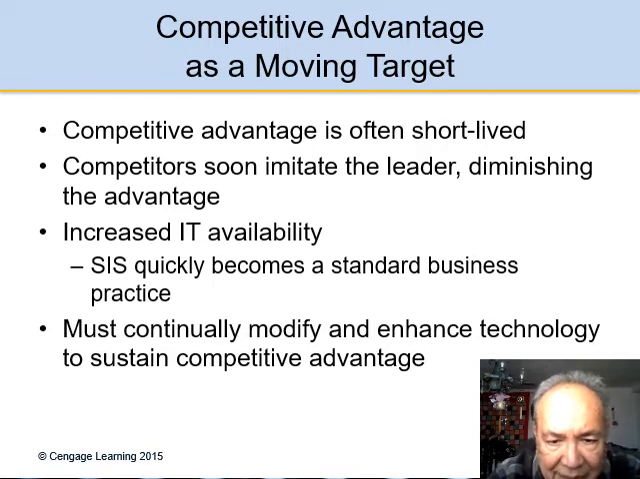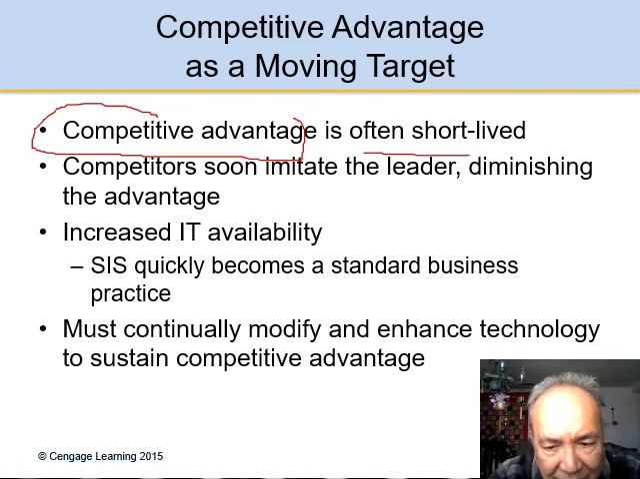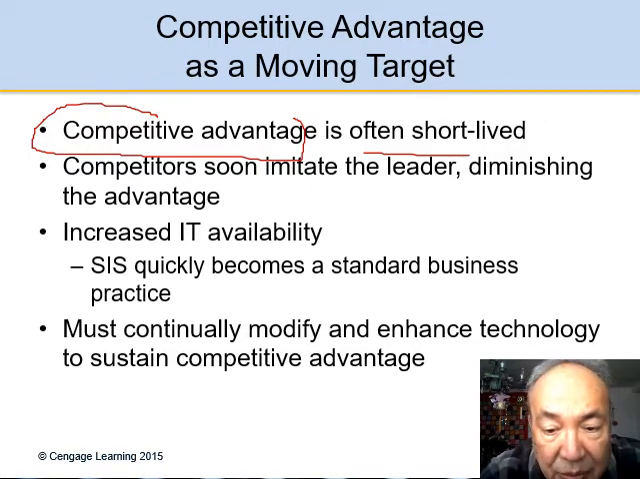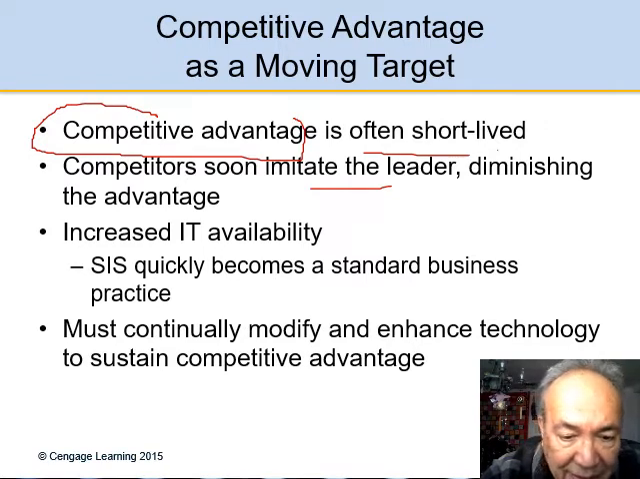Now, competitive advantage as a moving target. Competitive advantage is short-lived. You can have the advantage right now, but tomorrow it's gone because your competitor is doing the same thing or is doing something better than what you are doing. Okay, competitors should imitate the leader, diminishing the advantage. Increase IT availability. SIS quickly becomes a standard business practice. Must continually modify and enhance technology to sustain the competitive advantage.